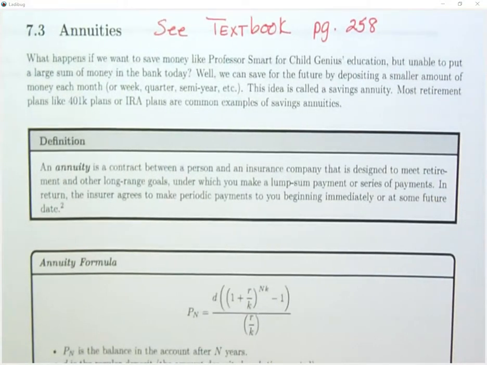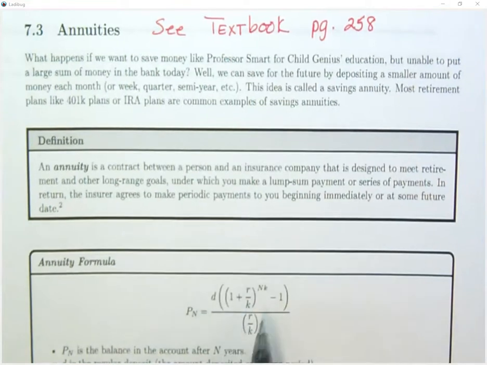One thing to note, that the symbols are all pretty much the same, except now we have this subtract 1 here. We have D instead of the P sub 0, but it's similar. It's just that it's a periodic deposit or withdrawal. It's not the one lump sum. So everything else is the same, except now we're dividing by the R divided by K, the periodic rate, but the rest is pretty much the same.